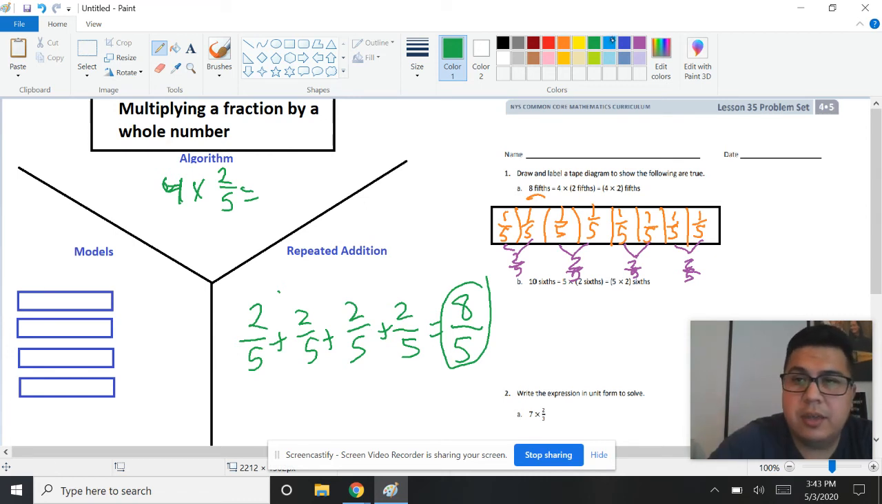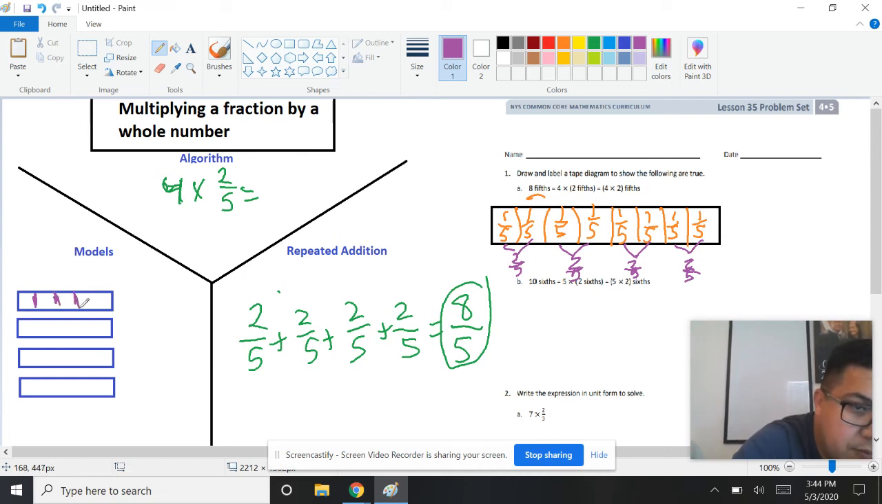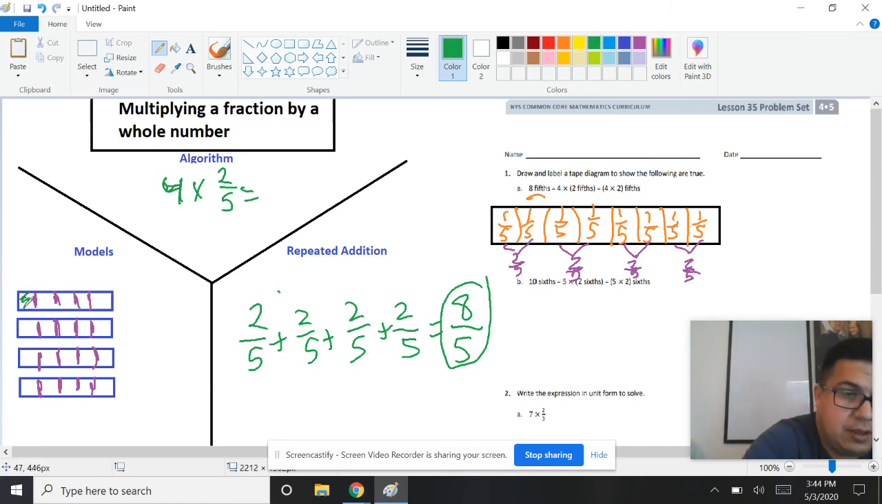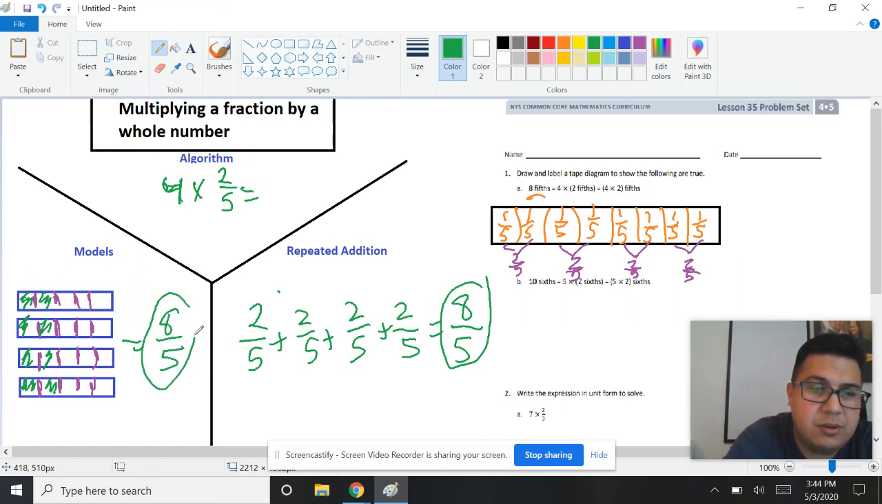We can also do that with models, and that would look something like, we need 4 2/5, right? So we got to make these into fifths. So we got to do 4 lines. 1, 2, 3, and 4. You got to do it on all of them. There's 5 pieces, so that gives us our fifths, and we need to shade them in. They need to be 2/5, right? So that's 1/5, 2/5, 1/5, 2/5, 1/5, 2/5, 1/5, 2/5. And when we put them all together and we count all the fifths up, we have 2, 4, 6, 8, and the denominator stays the same, so it's still 8/5.